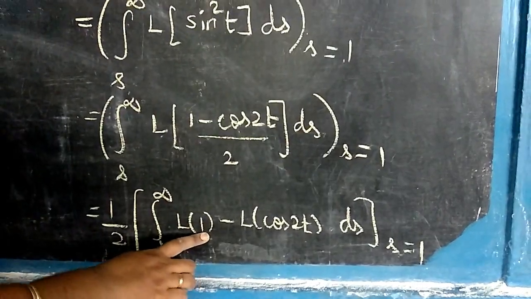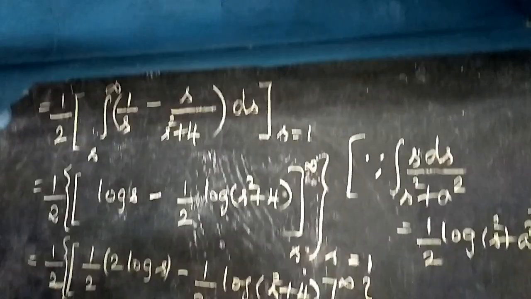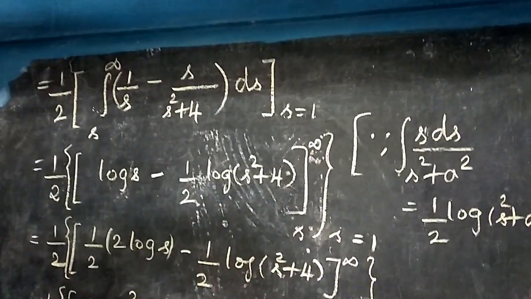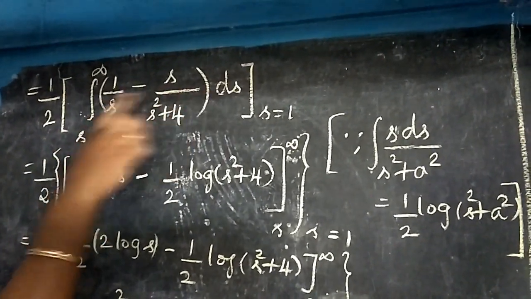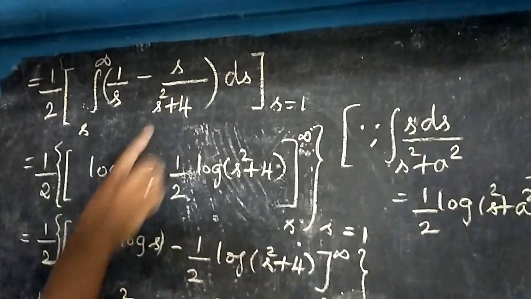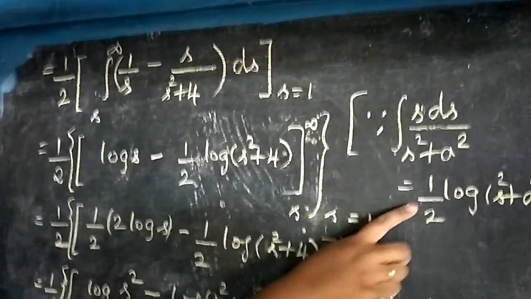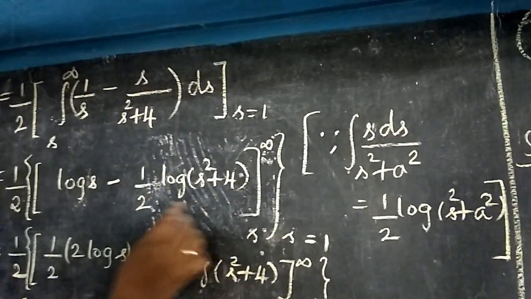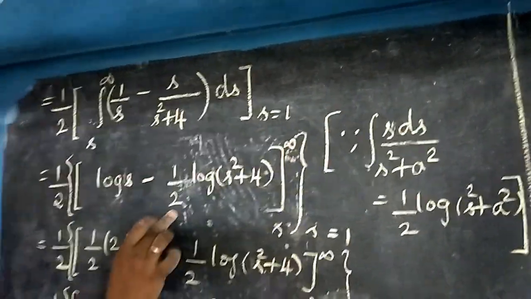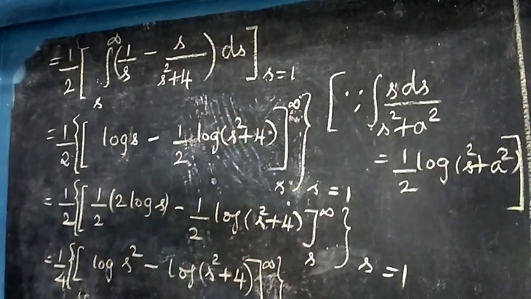The Laplace transformation of 1 is 1 by s, and the Laplace transformation of cos 2t is s by s square plus 2 square. Now coming to the integration of this function, integral ds by s is log s, and the integral of s by s square plus 4 with respect to s is given by the formula 1 by 2 log of s square plus a square. Here a is 2, so we get 1 by 2 log of s square plus 4, where the limits of s are from s to infinity.